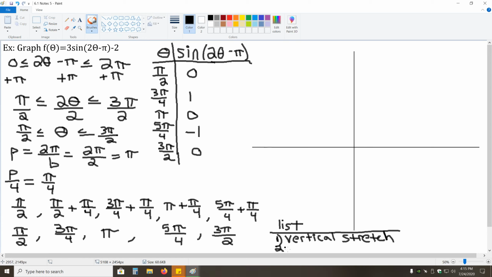Continuing from there, we check if we're adding or subtracting anything outside of the function. We're subtracting 2. That means it's going to go down 2. Okay, so we can get this graph started. We have to start at pi over 2.